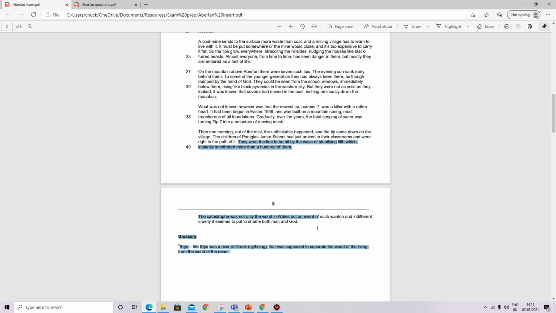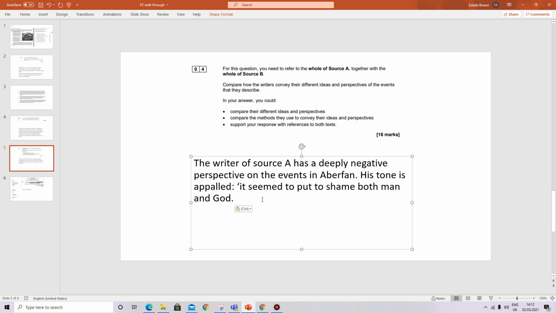I quite like, well, I don't like it, but these bits down at the bottom, he calls it the unthinkable. He focuses on the children straight away when he's talking about this awful thing. He's explaining how long it built up for, and then almost using the structure of his writing to mimic the build-up of the coal tip, so that it gets right to this point and then it instantly goes, mimicking the way it progressed through time with the coal tip building up. Oh, it makes me cry every time, guys. But I'm going to take this quote: it seemed to put to shame both man and God, because I think that works best with the idea that his tone is appalled.